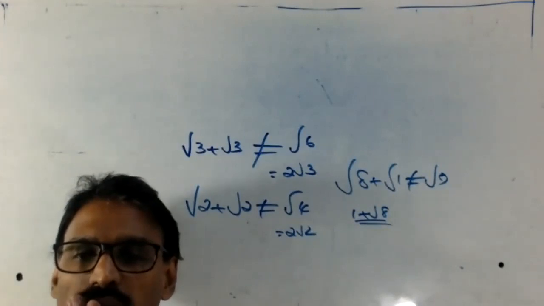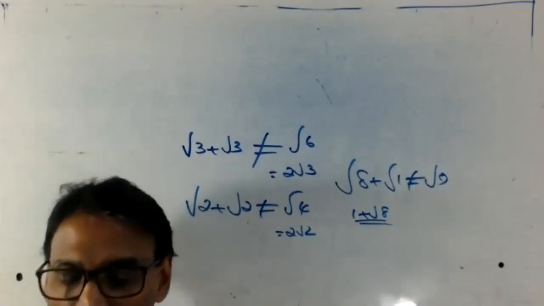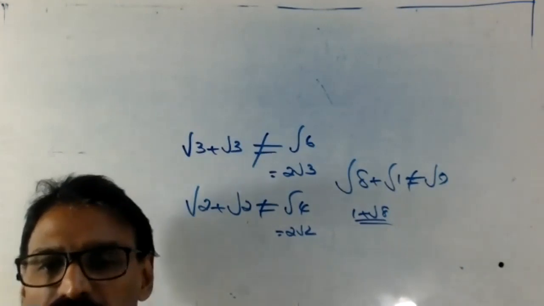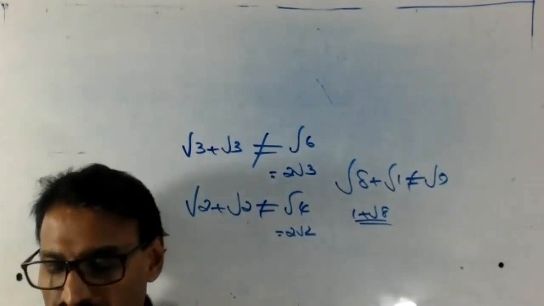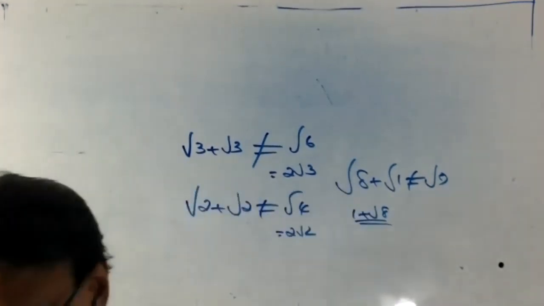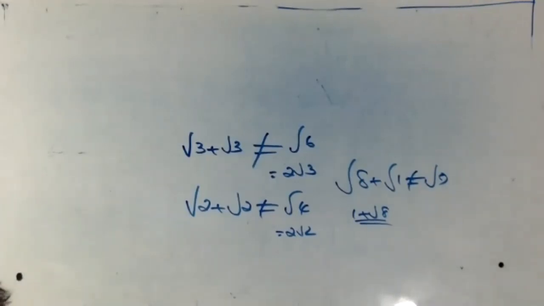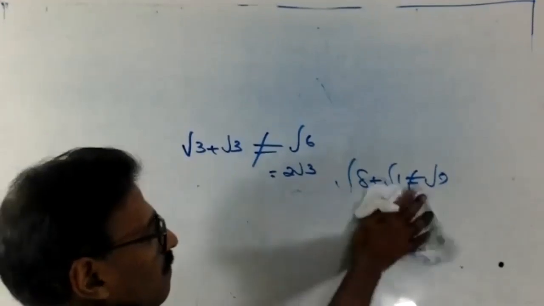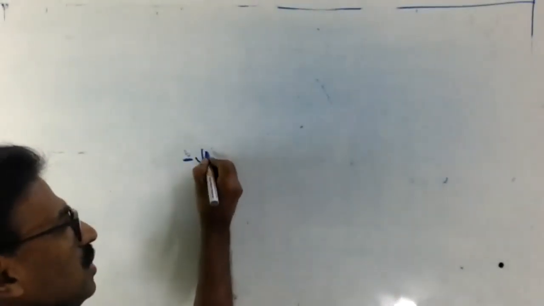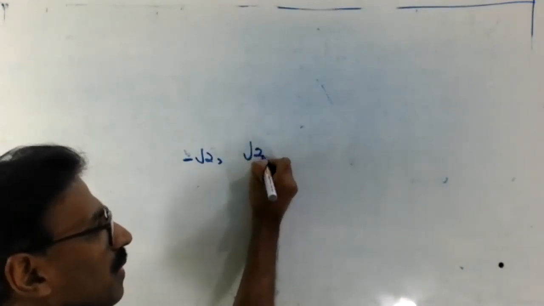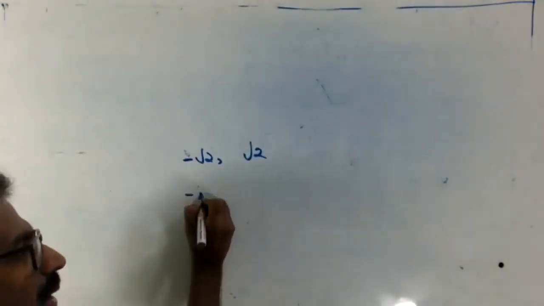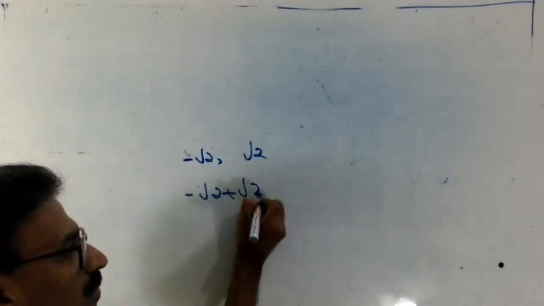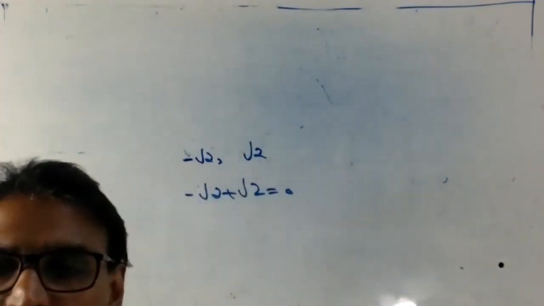Minus root 2 and plus root 2, that is okay. It will work. Who said that? Minus root 2 plus root 2. Look here, that will work. This one works. Minus root 2 comma root 2 are two irrational numbers. Right. Minus root 2 plus root 2, what will we get? 0. 0 is a rational number.